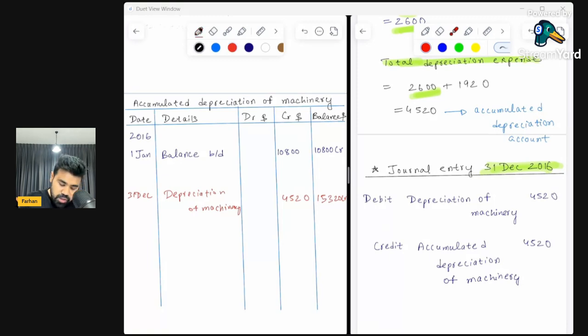Okay. Now, what do we do next? We transfer this as the opening balance in the next financial year starting 1 Jan. And as you understand, accumulated depreciation is a contra asset account, which means by default, the opening balance is always going to be on the credit side. So as you can see, 2017 1 Jan, opening balance, which is balance brought down, recorded on the credit side. Okay? All right.